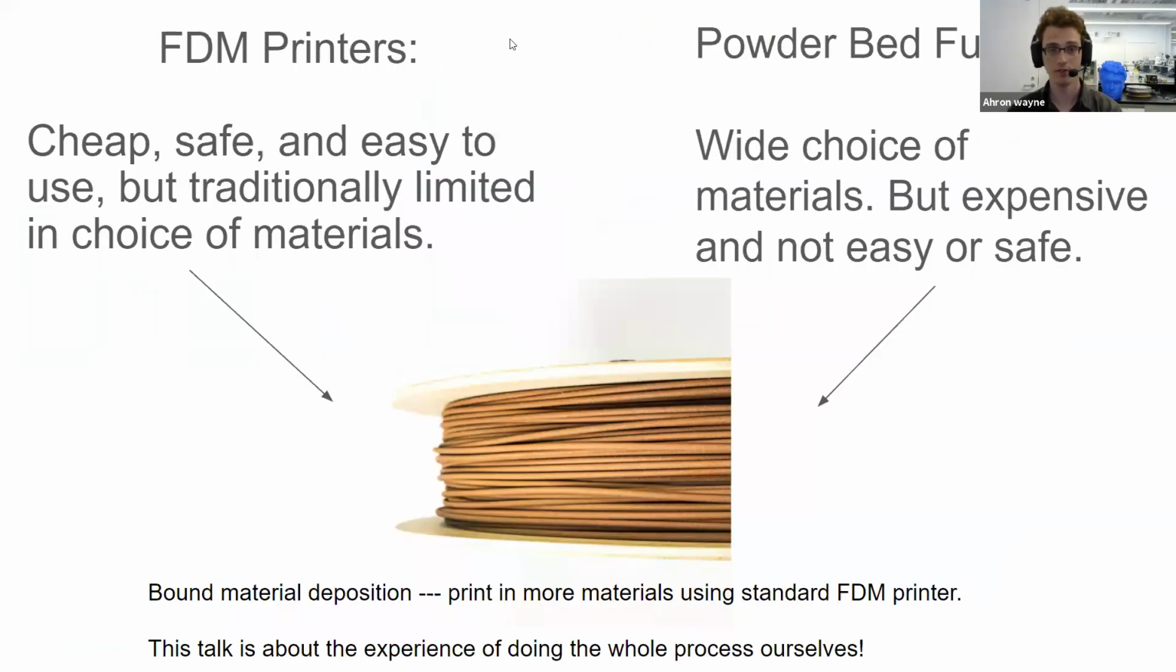So just again, quick overview: FDM printers are cheap, safe, easy to use, but limited in materials. And then powder bed fusion, or traditional metal printing, has a wide choice of materials, but is expensive and not easy or safe. And then this brings us to the subject of this talk, which is using special filaments. So just the things that would go in your normal FDM 3D printer.